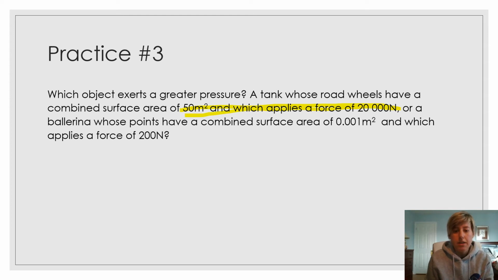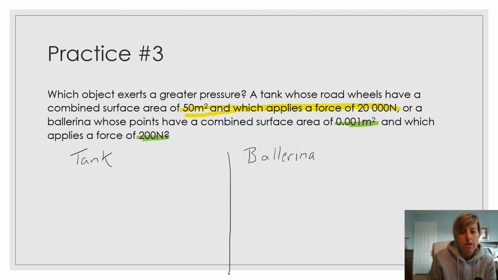Or a ballerina slipper that has a combined surface area of 0.001 meters squared and has a combined force of 200 newtons. So we have the tank over here, and we have the ballerina over here. Okay, so for our tank, pressure is going to be equal to our 20,000 newtons divided by our surface area of 50 meters squared.